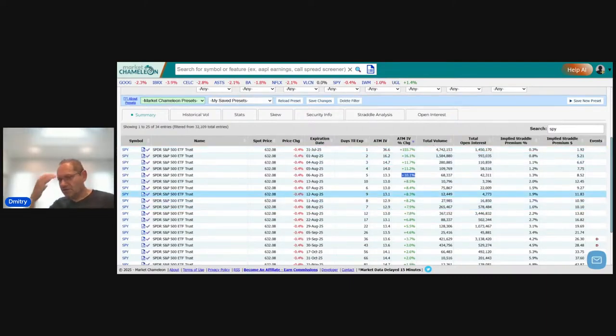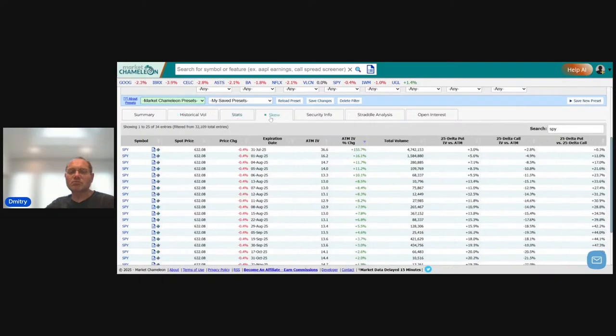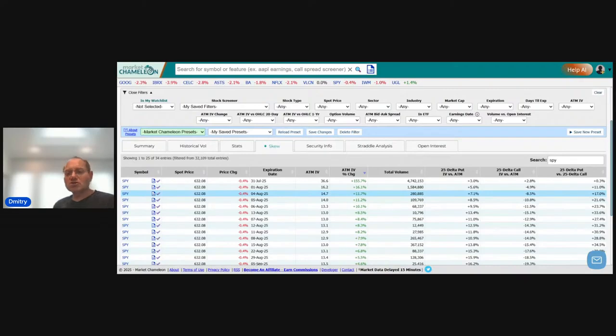So the idea behind this screener is that we get to analyze the options specific to an expiration. Now, I'm going to keep it for now on SPY, and we come over here. We have these different tabs, and we have one that's called Skew. And what this skew table does is it tries to create a metric to get an idea of the vertical skew, or vertical implied volatility skew, in that expiration.